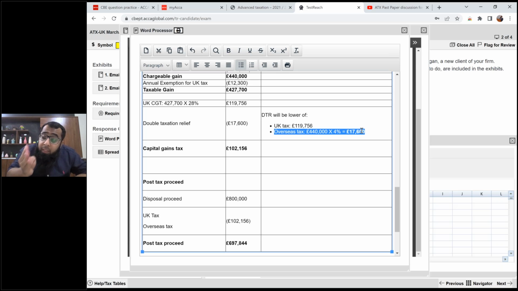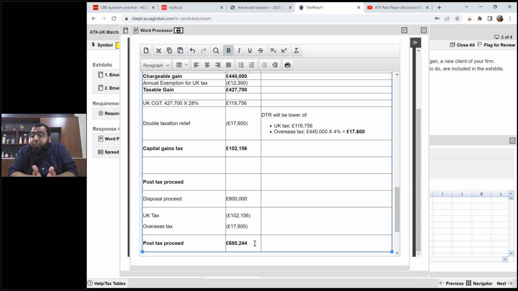We have also paid the overseas tax. Just use your mind. We are paying the net amount of 102,156 in UK, and we have also paid overseas tax of 17,600. What we did was we just deducted the UK tax amount, so your post-tax proceed will fall slightly more. 800,000 minus 102,156 minus 17,600. We have paid two taxes in this situation. 680,244. Let me repeat it again if some students have got confused.